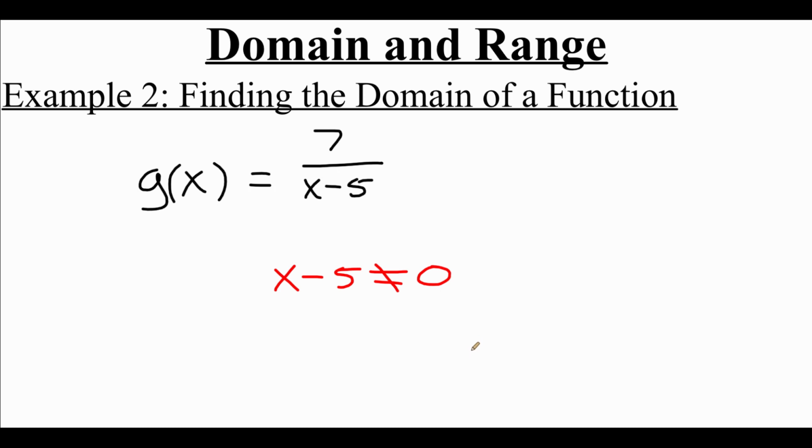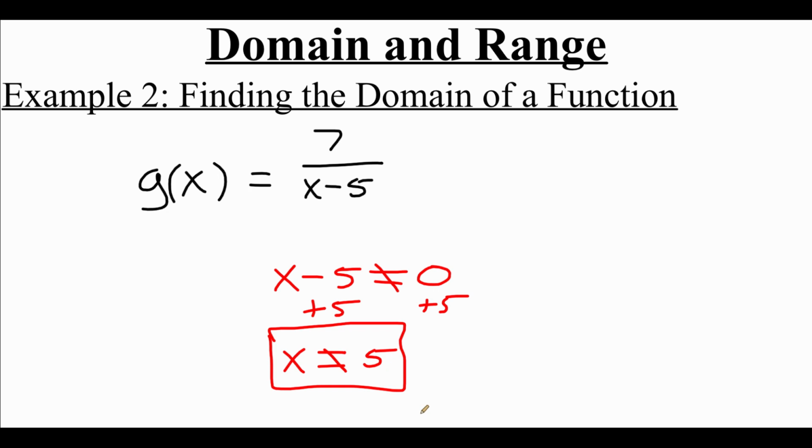And then just like we did before, all we're going to do is solve to get x alone. So I'm going to take this minus 5 here, and I'm going to add 5 over to the other side. So x cannot be 5. So by saying that x cannot be 5, we're automatically implying that x can be everything else. So this is going to be our domain here. It's every number except for 5.